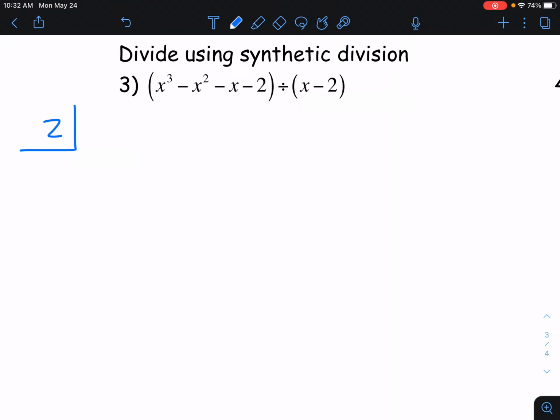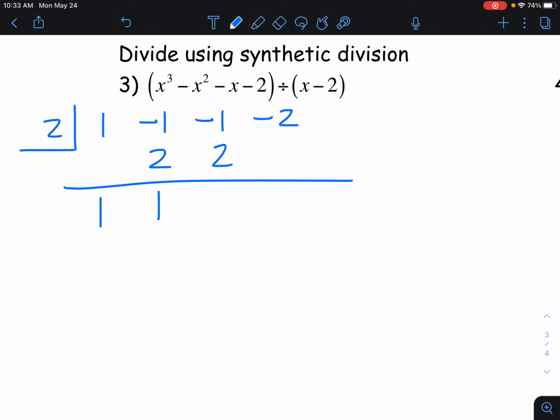Now let's put the coefficients. Here's 1x cubed minus 1x squared minus 1x minus 2. And then we're going to go really fast from here. First term always drops down, the 1, and then 2 times 1. Then add -1 plus 2 is 1. Then 2 times 1 is 2. Then add down -1 plus 2 is 1. 2 times 1 is 2. And add down -2 plus 2 is 0.